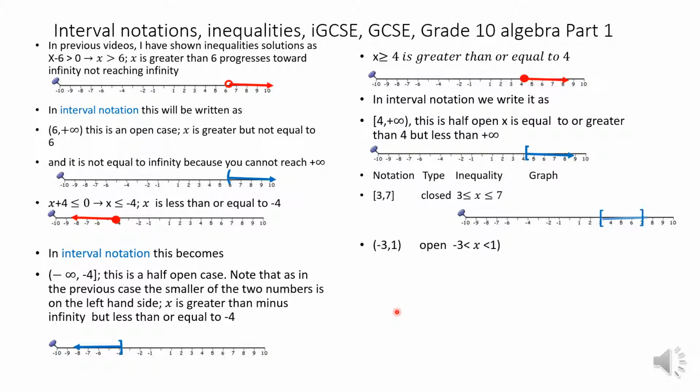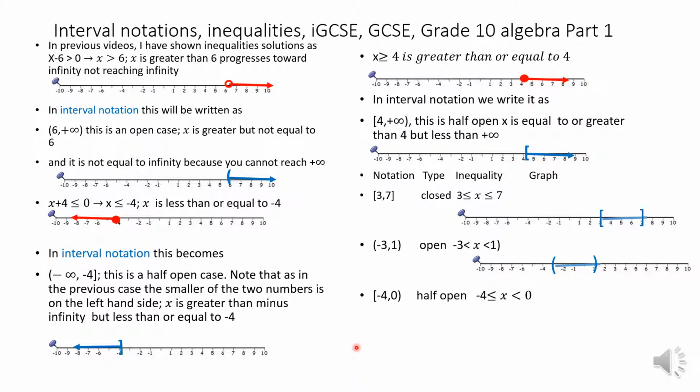Next example, for notation we've got a curved bracket, -3, 1, and then a curved bracket again. This is an open situation, so x is greater than -3 and less than 1. On the number line, we show this as 2 curved brackets, one at -3 and one at 1. So this will be x is greater than -3 and less than 1.